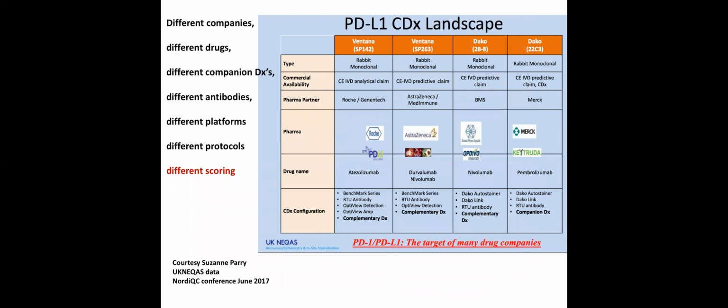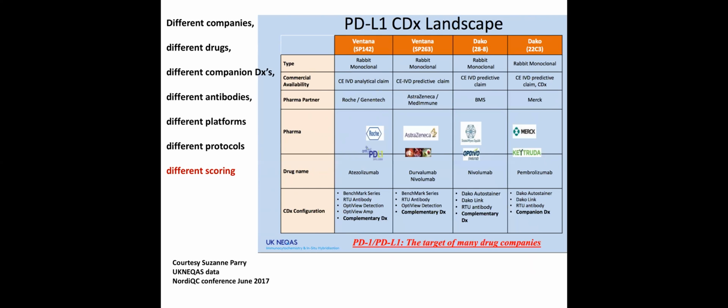Here's a slide courtesy of Suzanne Parry, who's at UK NEQAS. UK NEQAS is the United Kingdom National External Quality Assessment Service. It works across many different areas of technology, but in labs, it's a way of looking at immunohistochemistry. And this chart shows 4 different drugs, and it shows 4 different vendors. It shows 4 different monoclonal antibodies and 2 different platforms. So to do any of these tests as an approved diagnostic, one would have to set up each one of those separately and validate each separately.